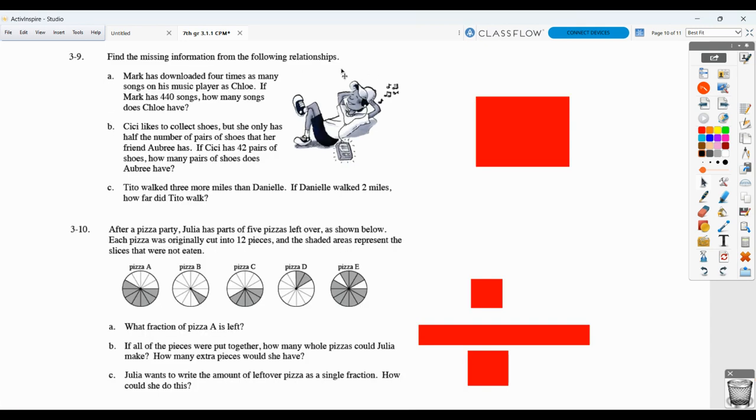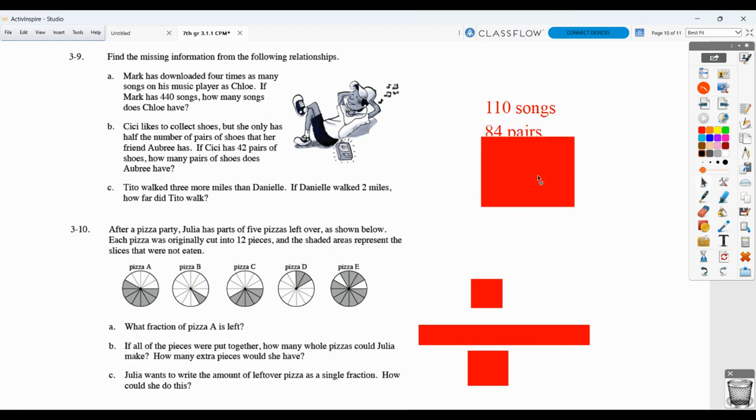So find the missing information from the following relationships. If Mark has downloaded 4 times as many songs on his music player as Chloe, and Mark has 440 songs, how many does Chloe have? Well, of course, if he has 4 times as many as her, she would have 110, which, if you multiply by 4, would give the amount he has. Cece likes to collect shoes, but she only has half the number of pairs her friend Aubrey has. If Cece has 42 pairs of shoes, how many does Aubrey have? Aubrey would have then twice as many, 84 pairs.